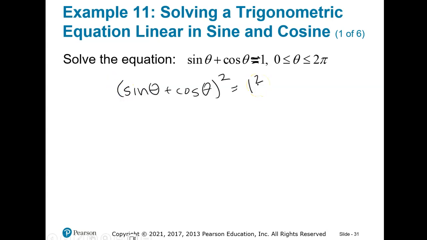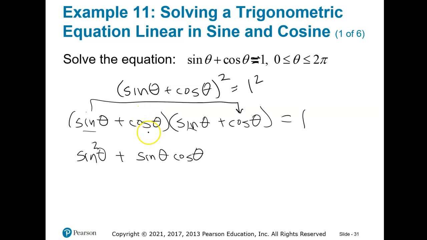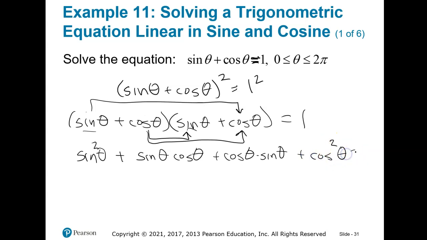Right, but when you square, recall, you don't just square the sine and square the cosine. You got to FOIL this out and multiply it by itself. So sine plus cosine times itself. Sine times sine is sine squared, right? But we have an outside sine times cosine, that's sine cosine. And inside we have another cosine times sine. And then lastly we have a cosine times cosine, that is cosine squared. So we do get a sine squared and a cosine squared. We just also get this inner term.